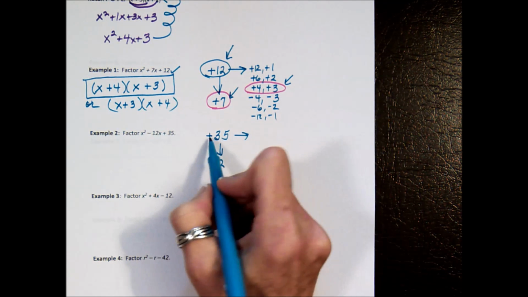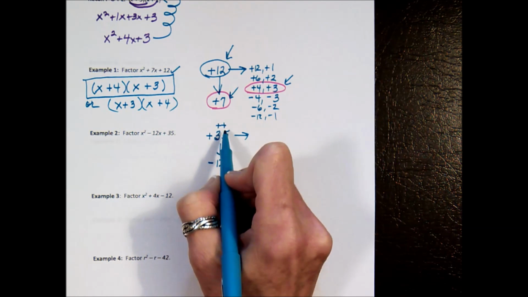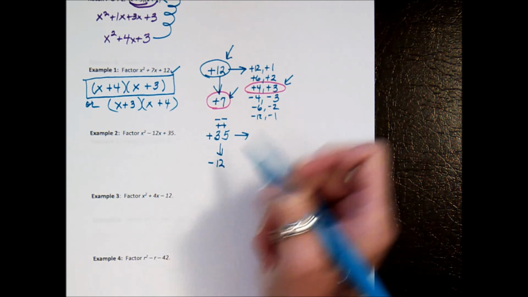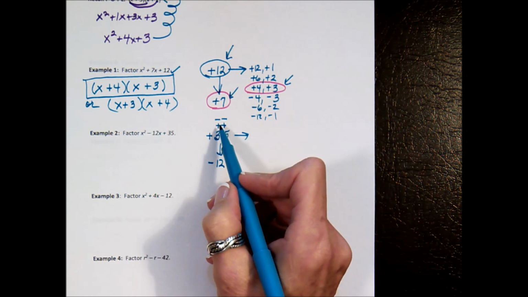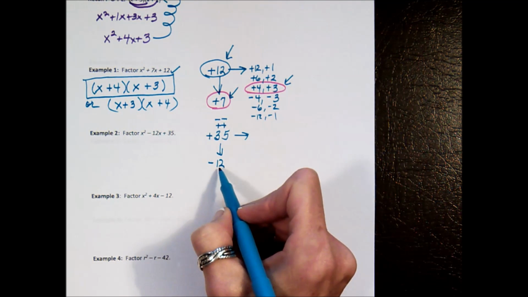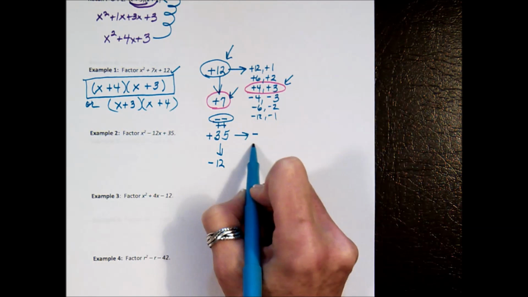Now, let's think about it. To get a positive, you have to have a positive times a positive or a negative times a negative, right? I showed you that up here. Well, which set do I need if, when I add them, I need to get negative 12? It has to be a negative times a negative. So I know I need two negatives.